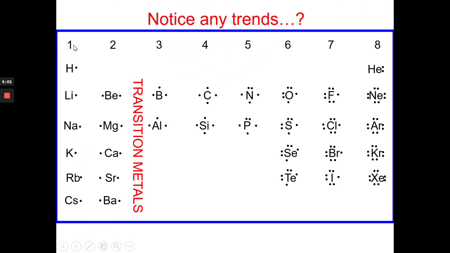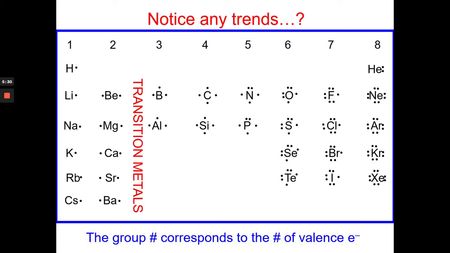And the pattern is, if it's in group 1, they have 1 valence electron. Group 2 has 2. I've omitted the transition metals because they can have variable oxidation states and variable numbers of valence electrons. Group 13, or Roman numeral 3, has 3 valence electrons. Group 14, Roman numeral 4, has 4. Group 15, Roman numeral 5, has 5 valence electrons. 16, 6, 17, 7. The noble gases have 8. The exception, helium, has only 2. So the pattern that we see is the group number corresponds to the number of valence electrons. So really, we don't even have to write out the electron configuration. If we know what group it's in, we know how many valence electrons it has.